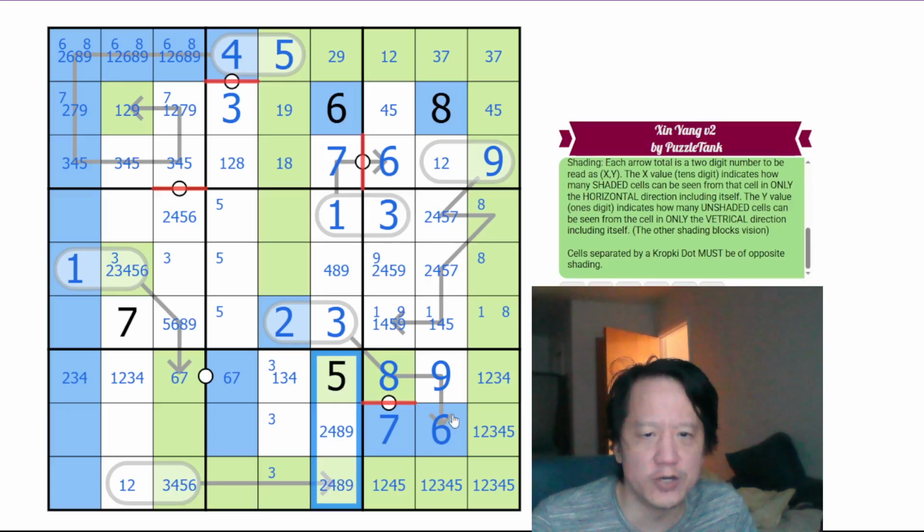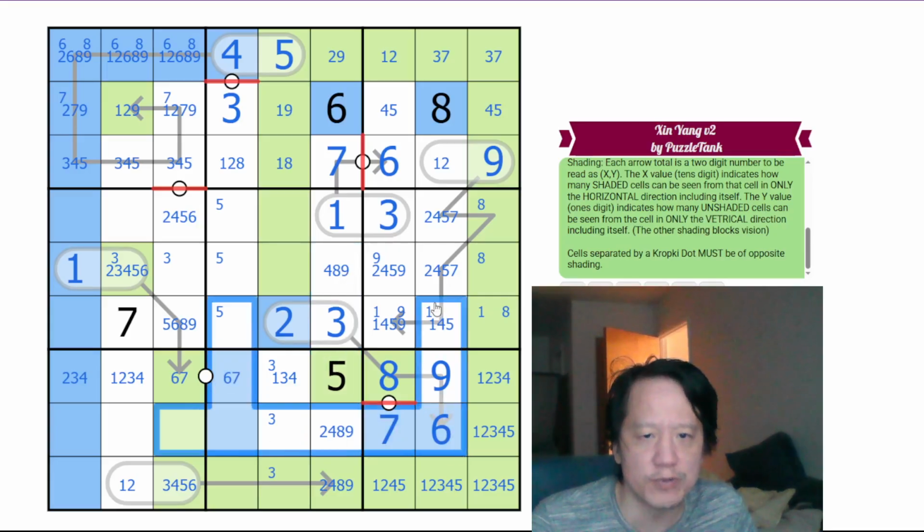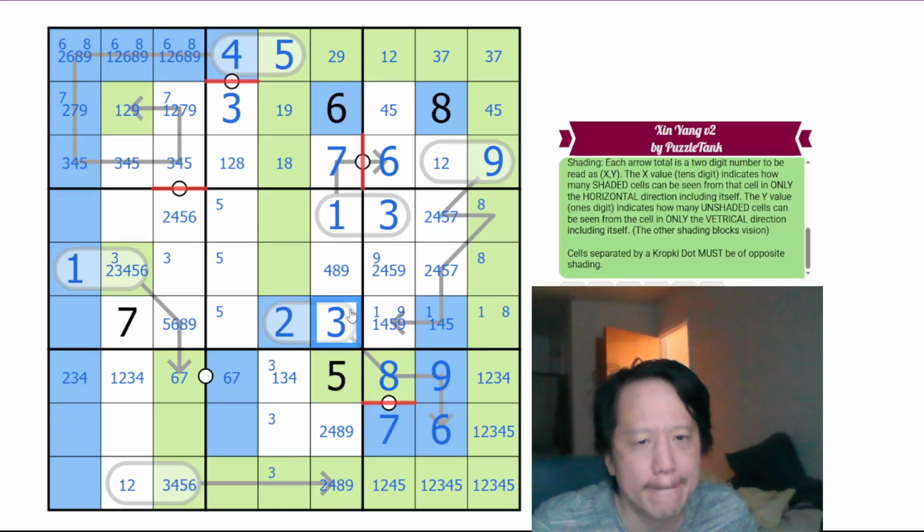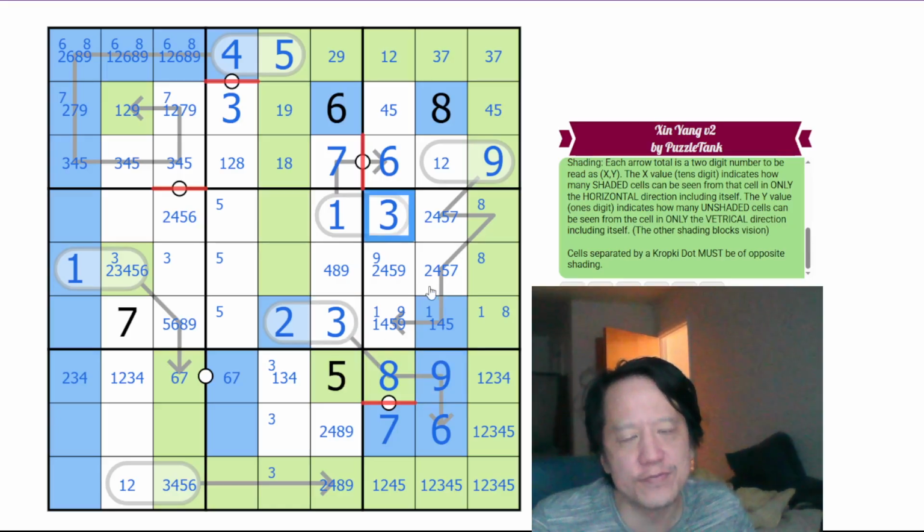3 greens there means this has to exit out that way, so that's blue. If this is 3 greens here, we have to go blue here and then orthogonally connect, so these are blue no matter what. This sees, again, 3. This sees 3.